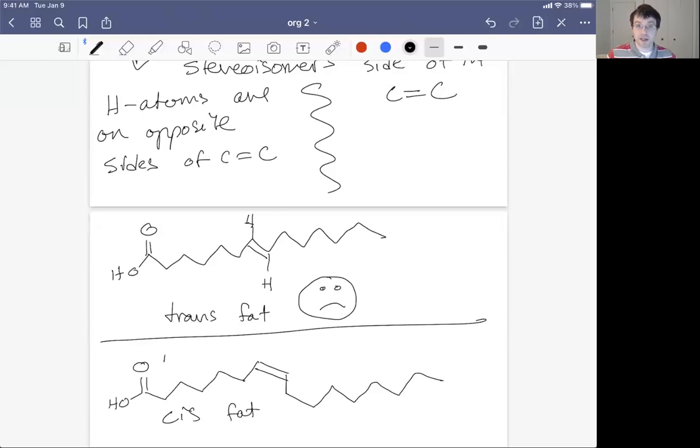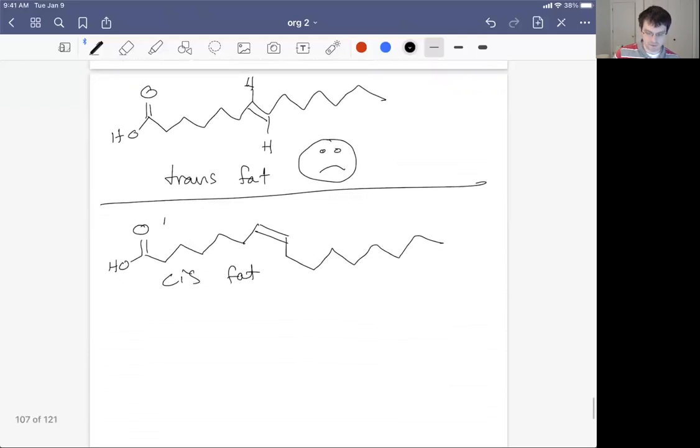Okay, so we have cis and trans to designate possible alkene stereoisomers. Now, what I want to point out is that there are some times where alkenes can't have a cis or trans label.